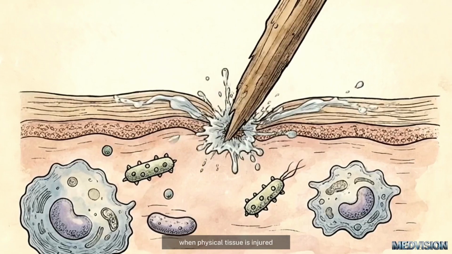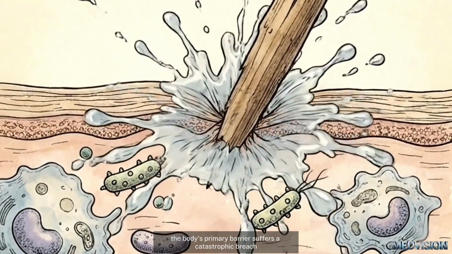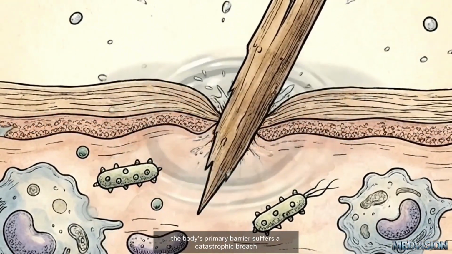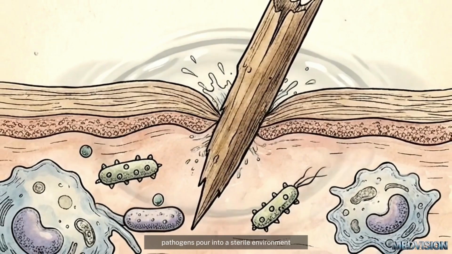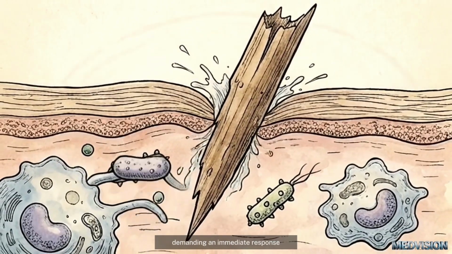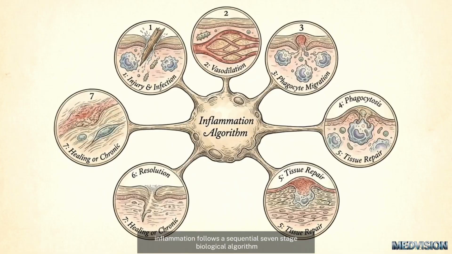When physical tissue is injured, the body's primary barrier suffers a catastrophic breach. Pathogens pour into a sterile environment, demanding an immediate response. Inflammation follows a sequential, 7-stage biological algorithm. It moves through a strict chronological progression designed to eliminate harmful stimuli and trigger tissue repair.